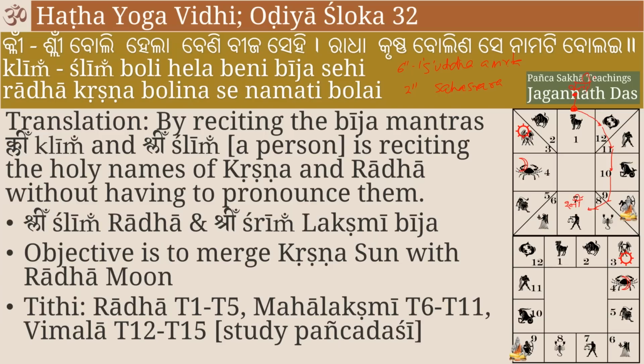By reciting these two bijas jointly, Klim and Shlim, their joining is actually happening. Klim is Radha and Shlim is Lakshmi bija. Klim is Radha and Shlim is Rukmini. Objective is to merge Krishna Sun with Radha Moon. A day should come when the Surya or the sunlight of Krishna, what we call the divine light of Lord Krishna, is merging with the light of Radha, the moonlight of Radha.